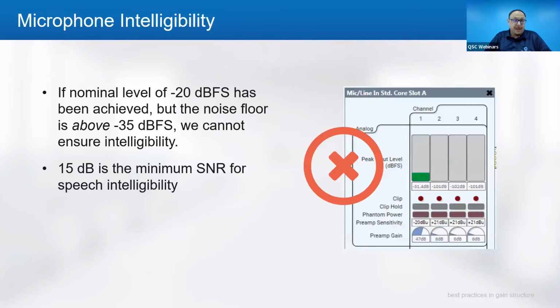So if I'm looking at this signal and I'm not touching anything, and just the ambient noise coming into the microphone is at -31, then I only have 11 dB. This would not meet the 15 dB minimum signal to noise ratio for speech intelligibility.